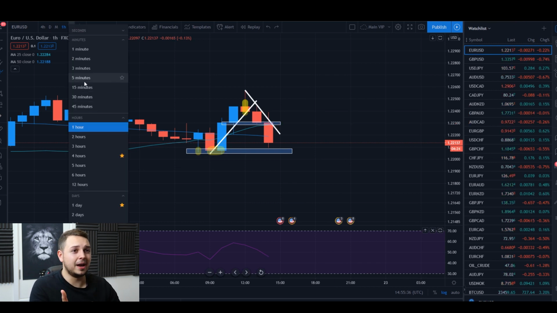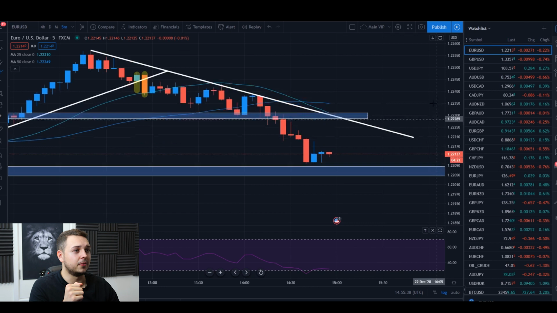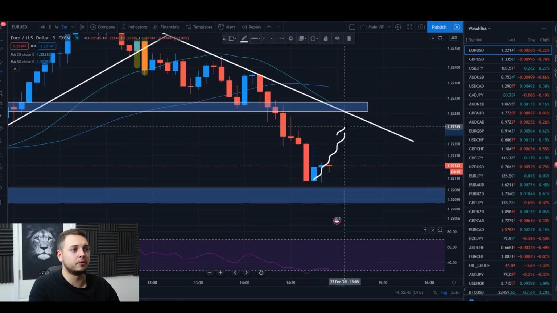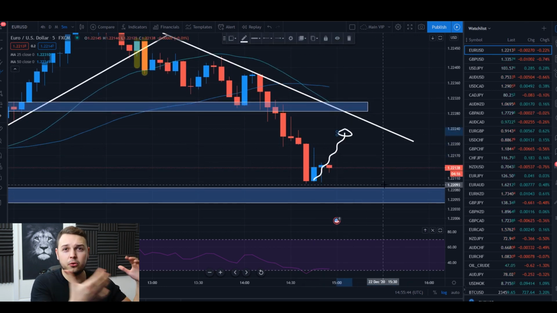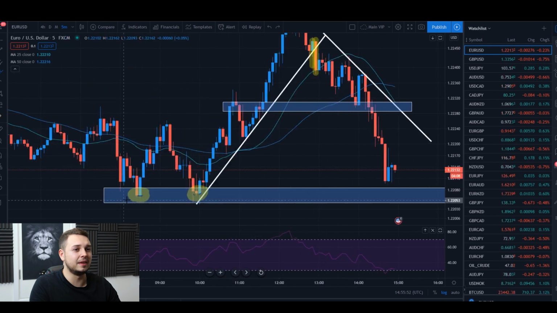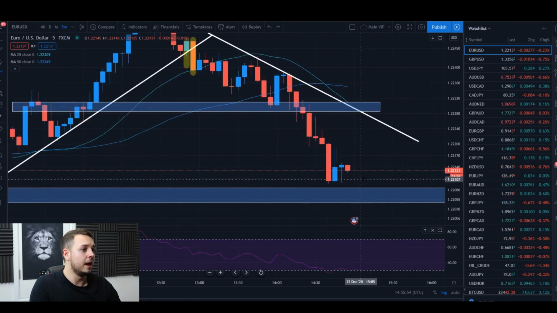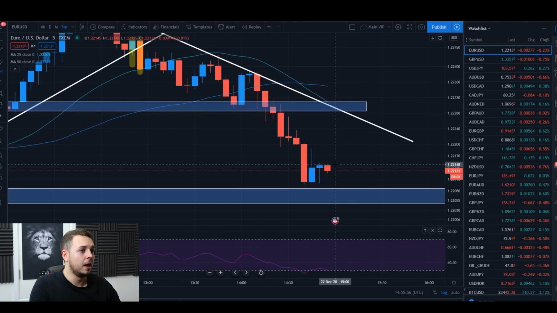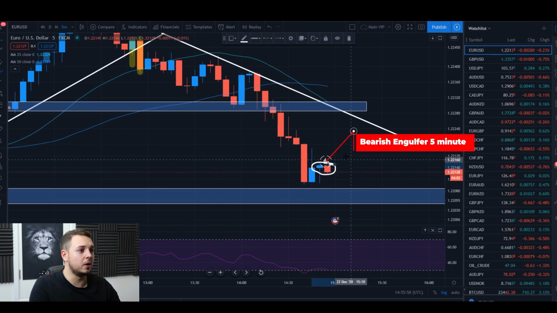So very likely, on the 5-minute time frame, if it will push towards the upside, it probably won't be for too long. It's probably going to have a very quick exhaustion before it continues to push down, breaking this area zone, or at least retesting these area zones. So as you can see, on the 5-minute time frame now, a bearish engulfing candle is forming.